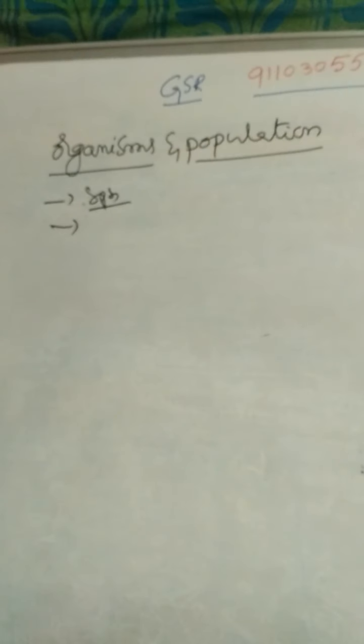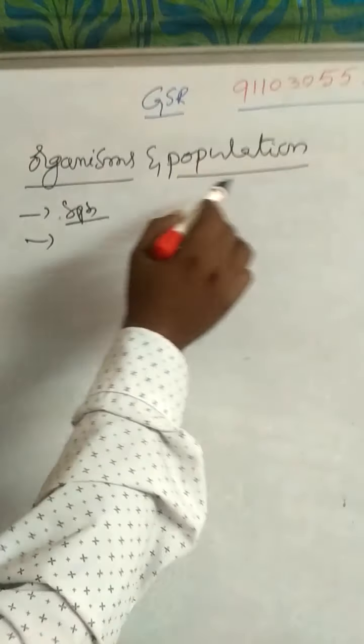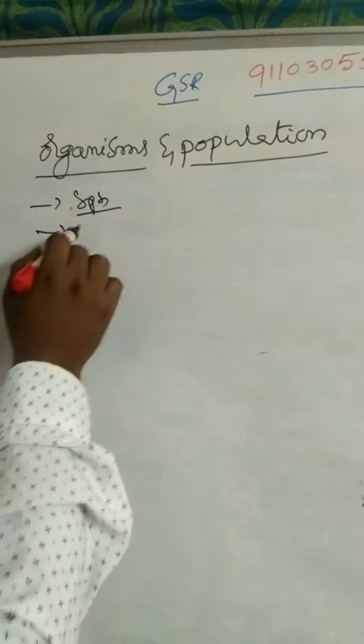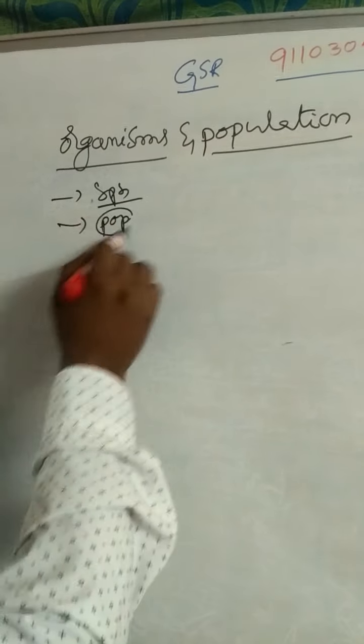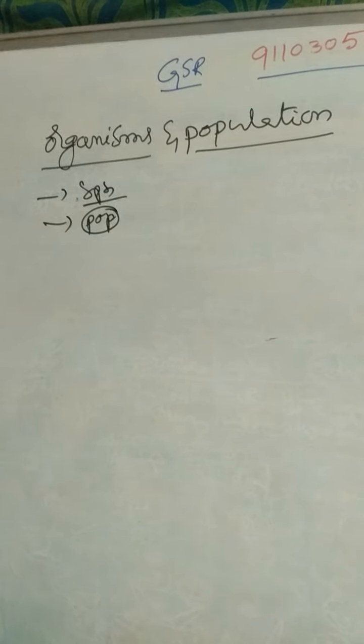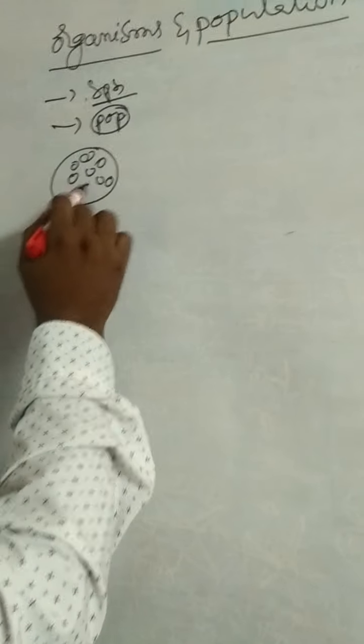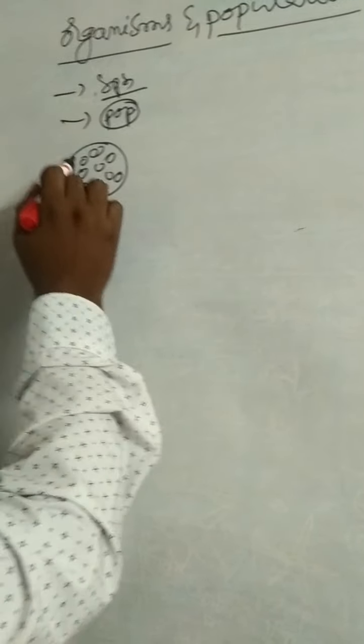A group of organisms living in a particular area at a particular time, capable of interbreeding, is called a population. A group of organisms of the same species living in a particular area is a population. What is population? A group of organisms of the same species is called a population.